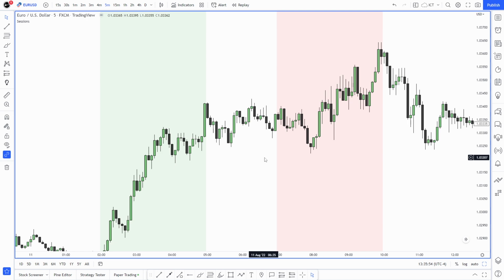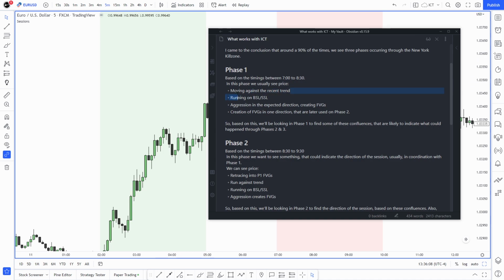The reason why I call them phases is because it was easier for me to say, instead of saying from 7 to 8:30, I just call it phase one. In phase one, we see this exact couple of things repeating themselves, right? Which is what I just saw. Phase one tends to move against a trend, run on buy side, then aggression in the expected direction. That creates fair value gaps, and those fair value gaps are later used through phase two. I'm not saying that all of this happens together. I'm not saying that all of this happens every single day, but I'm saying that from backtesting, I realized that this is something that works out.